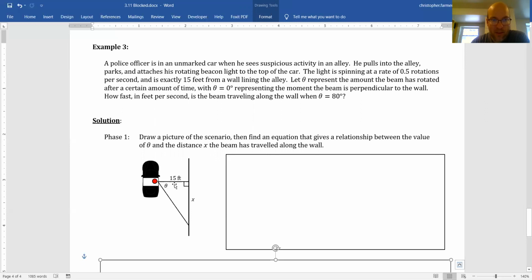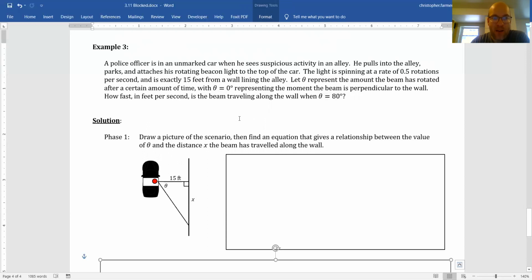rotating with respect to when the beam is exactly perpendicular to the wall. Okay, so this is all the information that we were told in the problem in diagram form. And this one doesn't break it down. It just flat out asks us, how fast in feet per second is that beam? So we're talking about the point right here. How fast is that point moving along the wall at the moment when this angle theta is 80 degrees?